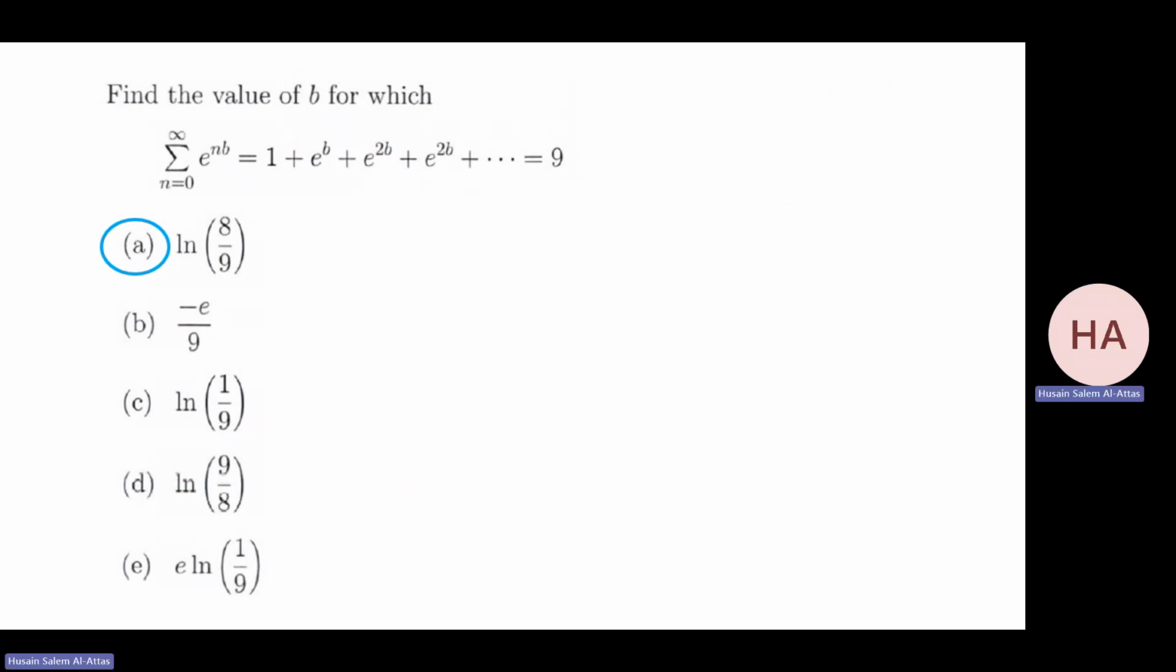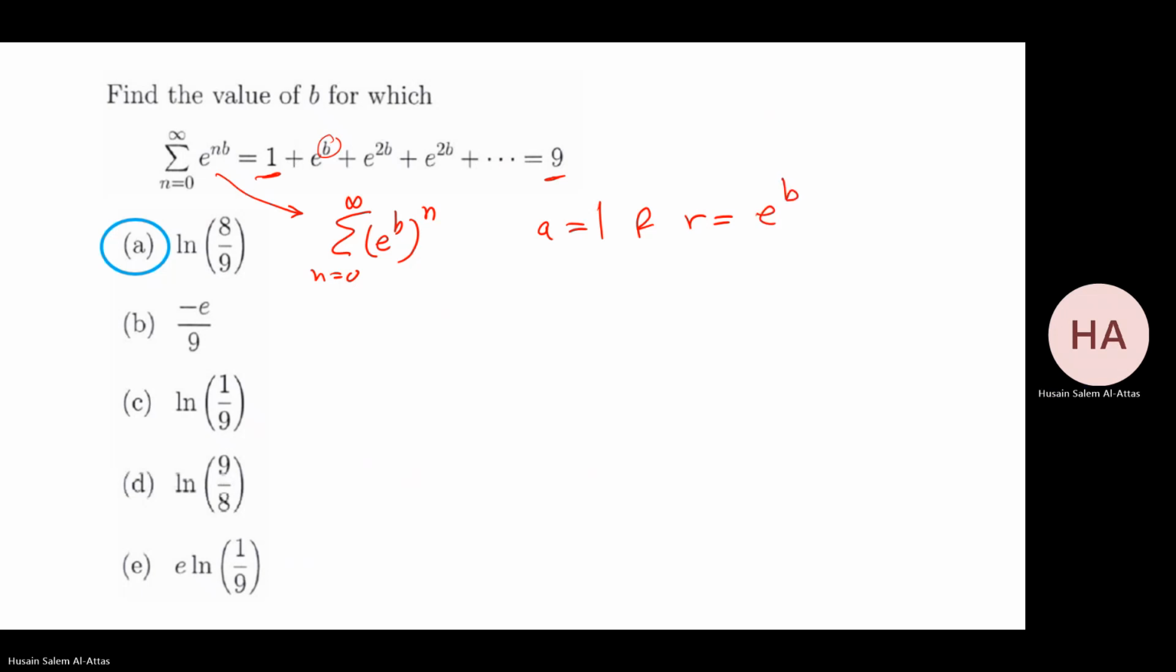Find the value of b for which this is equal to 9. So we put a b somewhere. He wants me to get that b. That's what I have: the summation n equals 0 to infinity of e to the power b, all to the power n. So what is a? Actually, a equals 1. And r is e to the power b. This is my r. For sure, r should be less than 1.